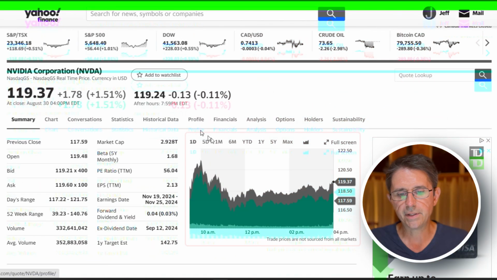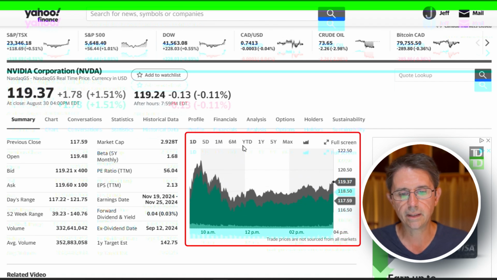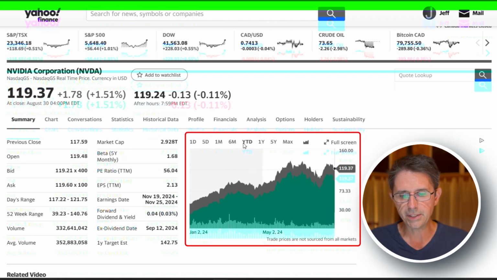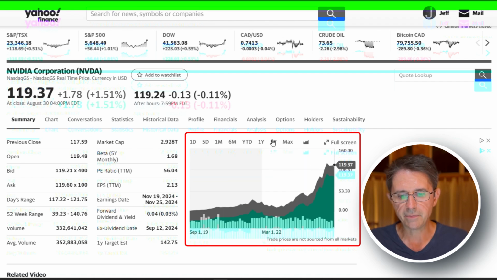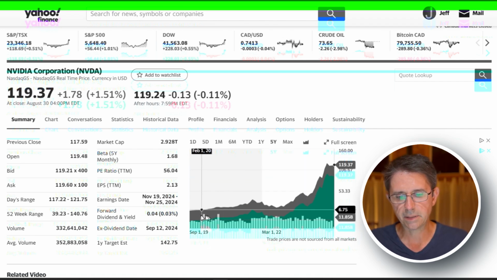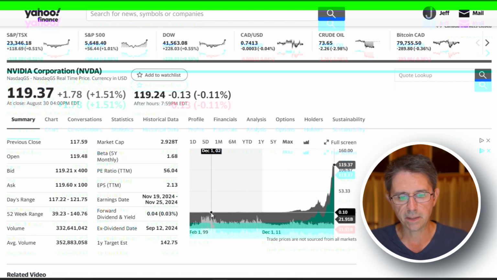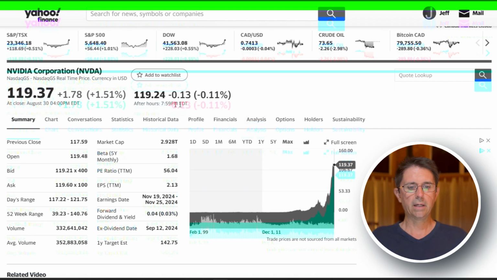Okay. And then you have the chart. I use the charts a lot, particularly the year to date, to see what it's done. As you can see, it's gone up quite a lot year to date. And then there we have the 5 years where it's absolutely gone up a load. And then look at the max. It goes all the way back to 99 here, and you can just see how much that stock has gone up. So there's the chart. So that is the real fundamentals on the summary of NVIDIA Corporation using Yahoo Finance.